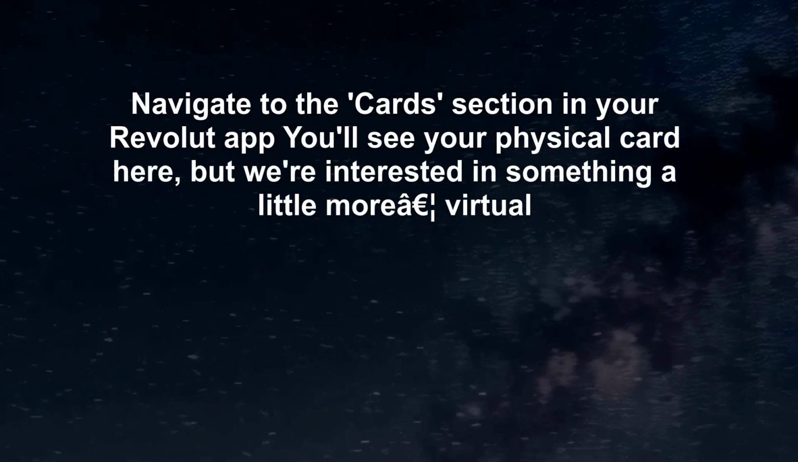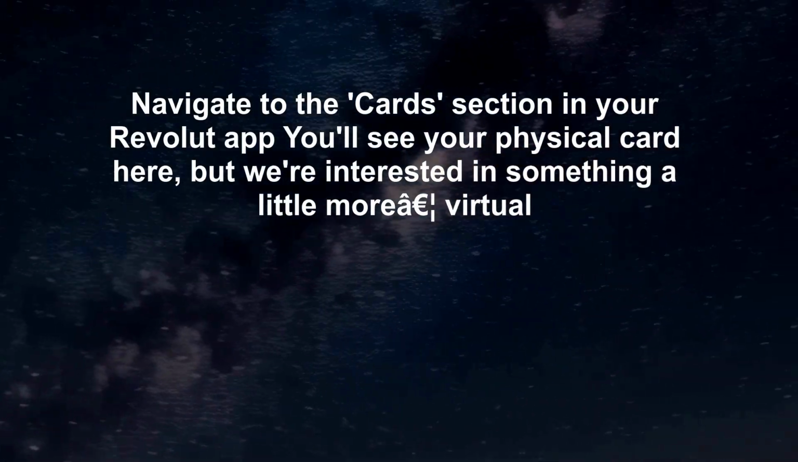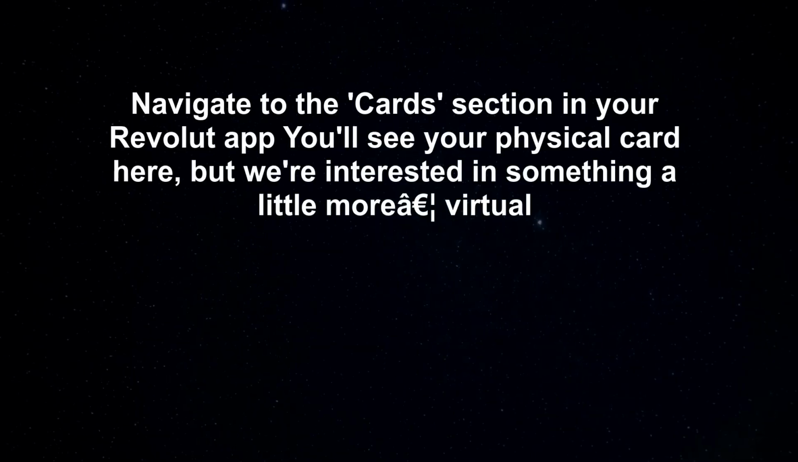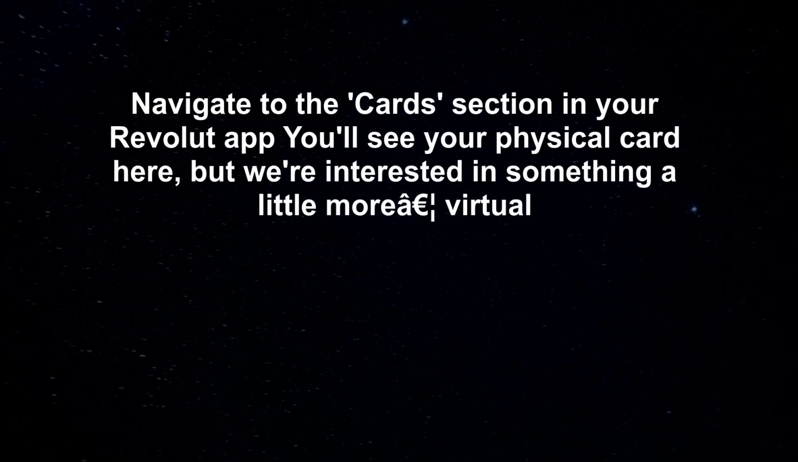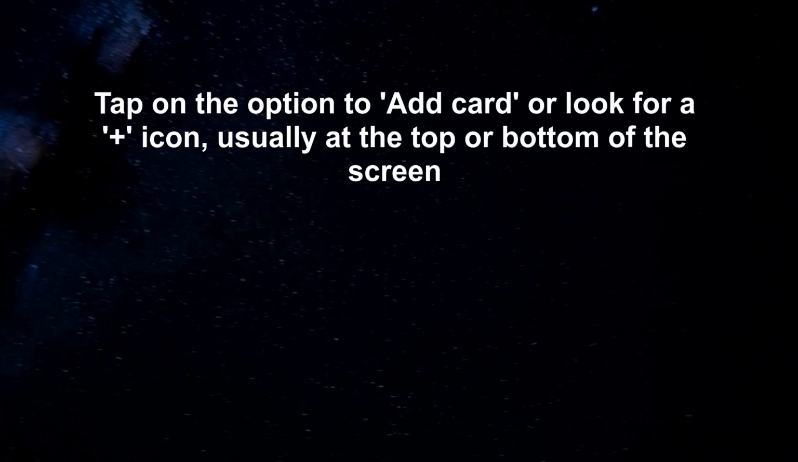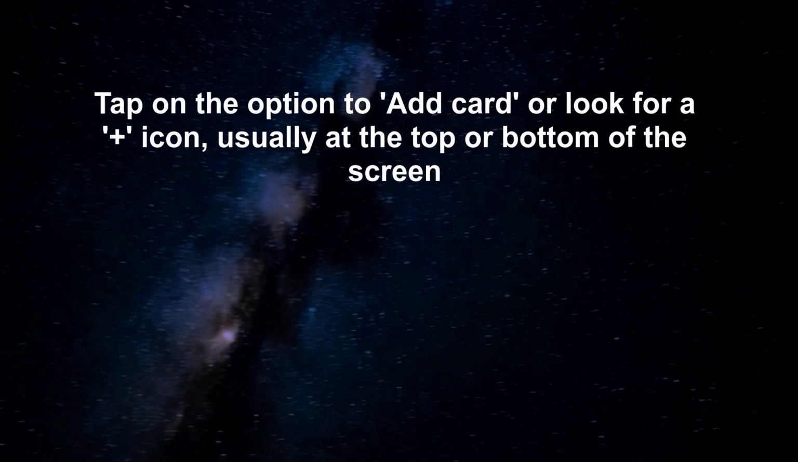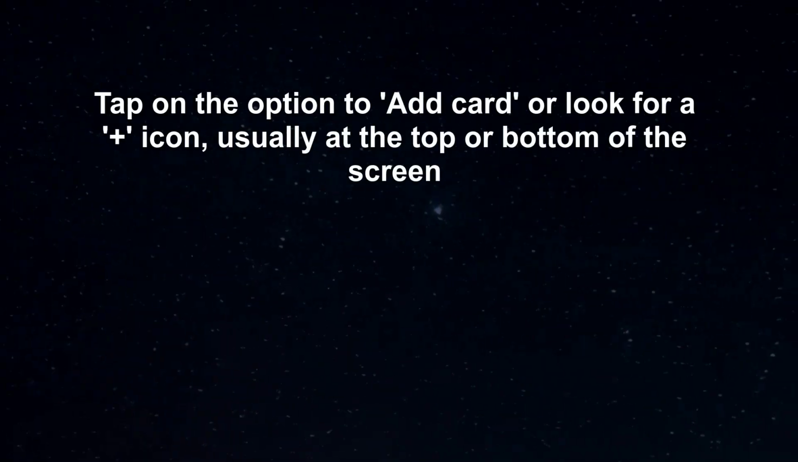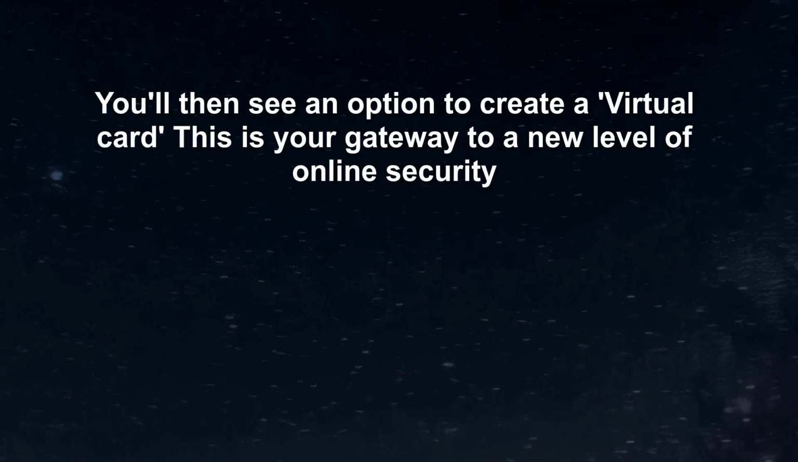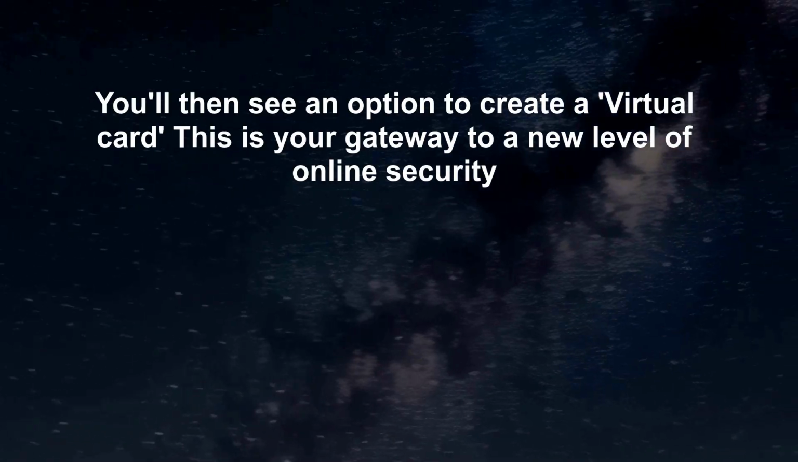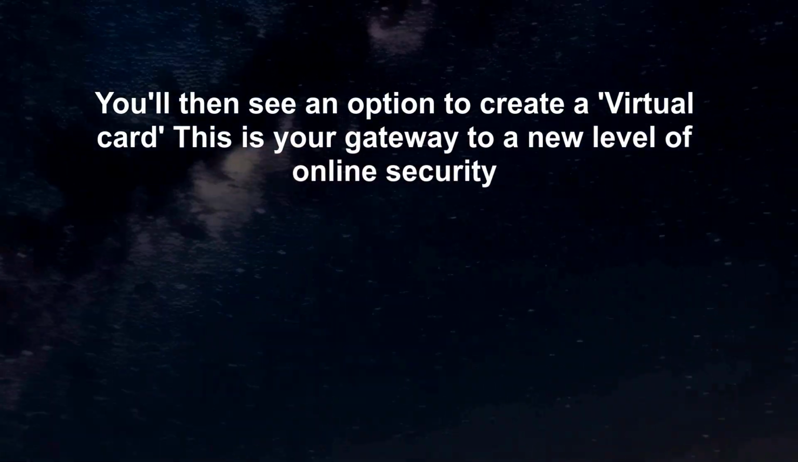Navigate to the card section in your Revolut app. You'll see your physical card here, but we're interested in something a little more virtual. Tap on the option to add card or look for a plus icon, usually at the top or bottom of the screen. You'll then see an option to create a virtual card. This is your gateway to a new level of online security.